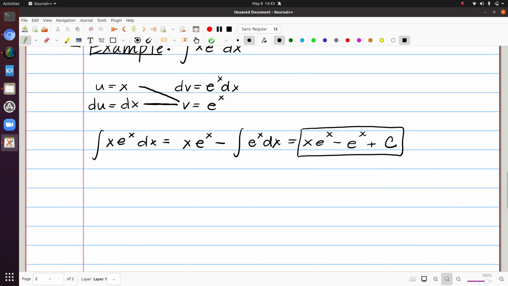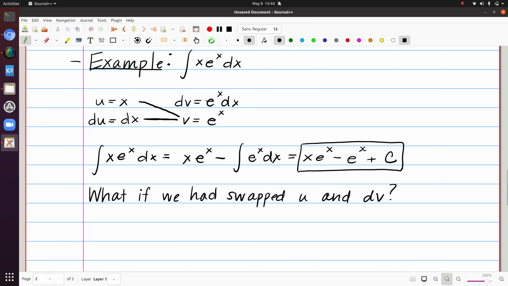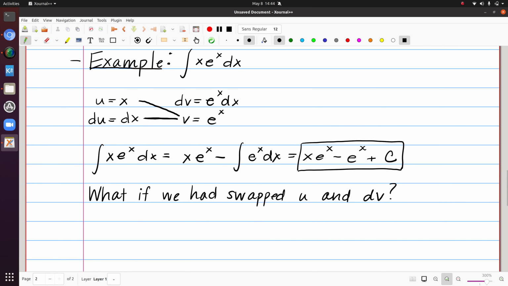Now, what if we had swapped u and dv? This choice that we made worked out nicely, but was that arbitrary? What if somebody had chosen to break the product up differently? Well, it turns out it wouldn't help us out, but I want to show how you can recognize that.